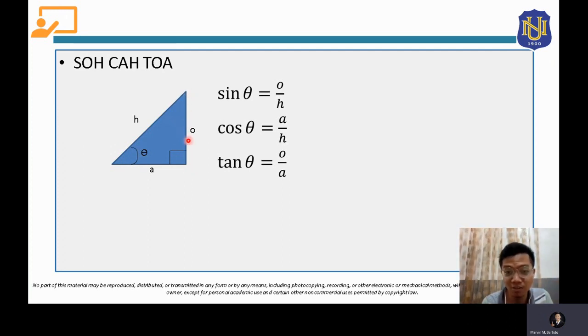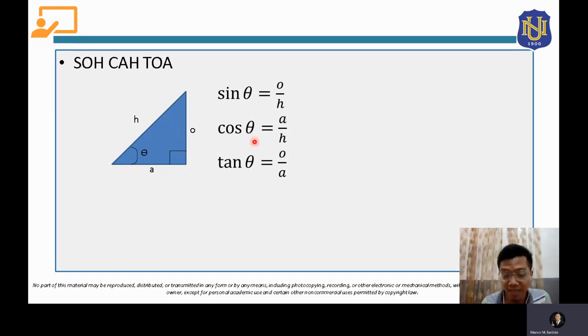That's why it's called the opposite side of the triangle. This side is called the adjacent side because it is the side that is adjacent to the angle. And this side is the longest side of the triangle, and it is called the hypotenuse. If we're going to solve for sine theta, we can use SOH. O stands for opposite, and H for hypotenuse. Of course, S stands for sine. So sine theta will just be opposite over hypotenuse, the opposite side of the triangle over the hypotenuse side of the triangle.